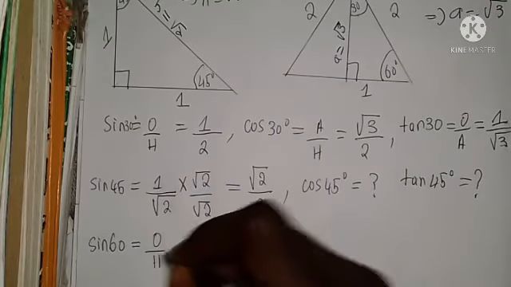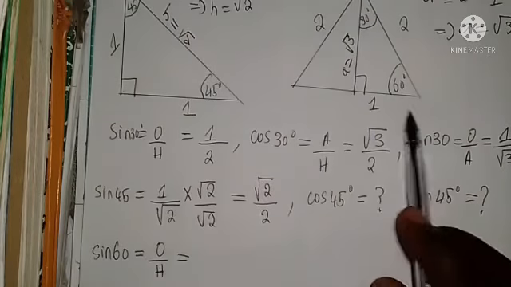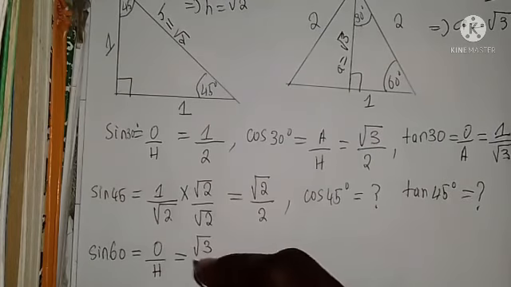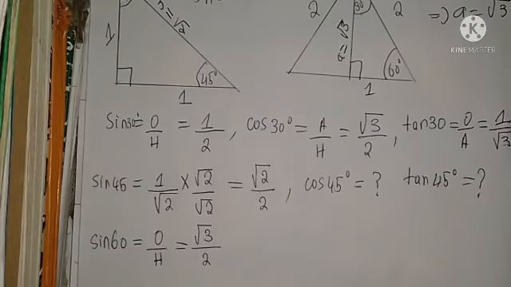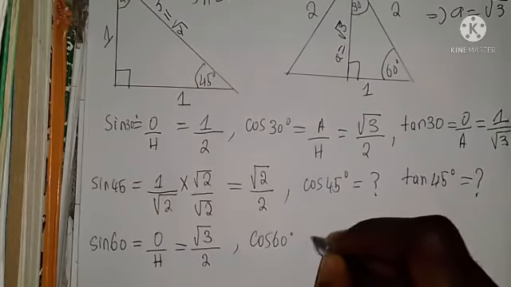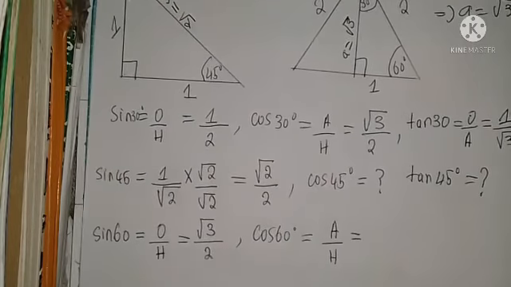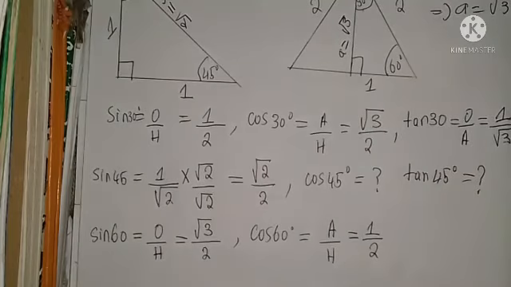opposite divided by hypotenuse. Always translate your formula so as not to get confused. Now, for sine 60, the opposite side, this side here, has the length of root 3. So we're going to have root 3 divided by 2. Okay? Root 3 divided by 2. And for cos 60, adjacent divided by hypotenuse is going to be equal to 1 over 2. Okay? It's going to be 1 over 2.